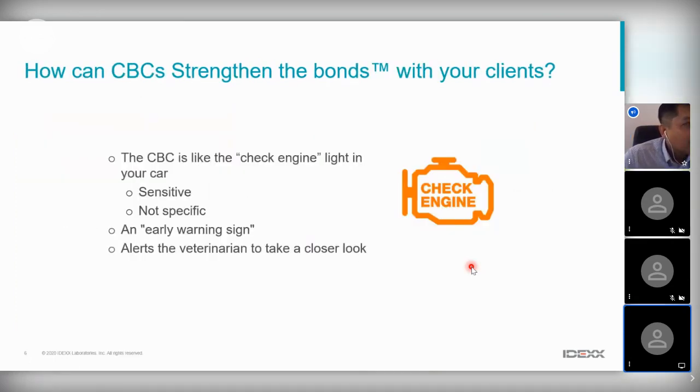Okay. So the next is, before we start into actually what a CBC is, I just wanted to make a point about that. How can CBC strengthen the bond with your clients? Because customer satisfaction is the most important thing. The CBC is like the check engine light in your car, which is very sensitive and non-specific. Any issues on the hemogram, on the CBC, show signs of trouble early, so the treatment may be more effective. It's just like when the car engine light goes on, you know that there is a sign of trouble with something in the engine, but you do not know what it is.